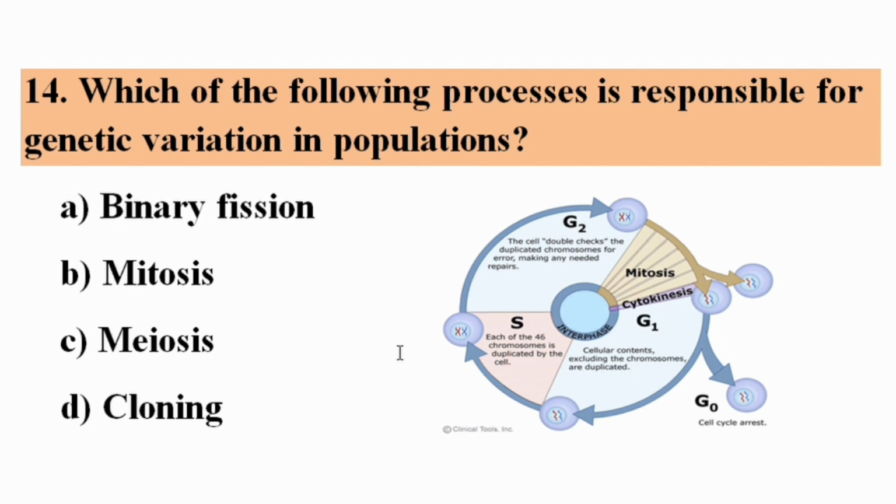The right option is Charlie. Meiosis. Meiosis is responsible for genetic variation in populations.